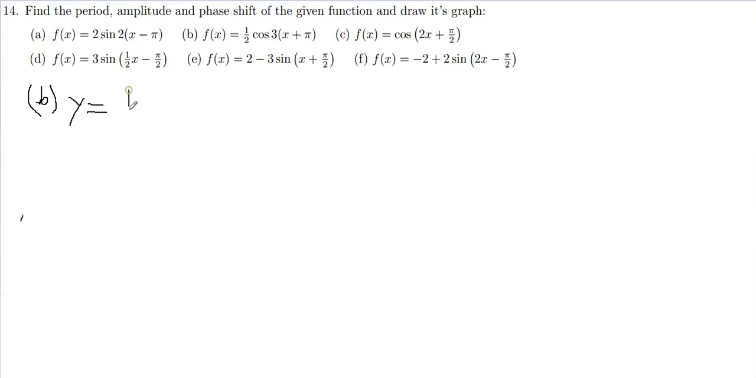So B is equal to half cos. I'll just expand it in advance. 3 times x, I'll get 3x, and then 3 times pi, I'll get 3 pi. So this is what we're going to have as our B. So first of all, we find the amplitude. The amplitude is half.